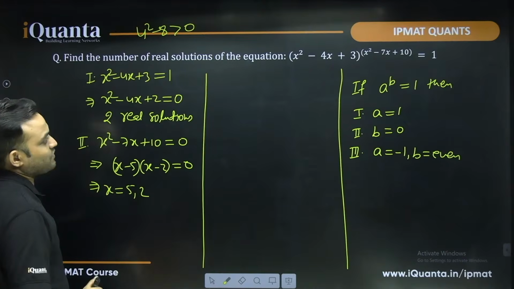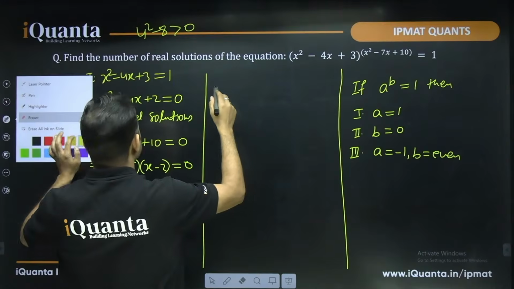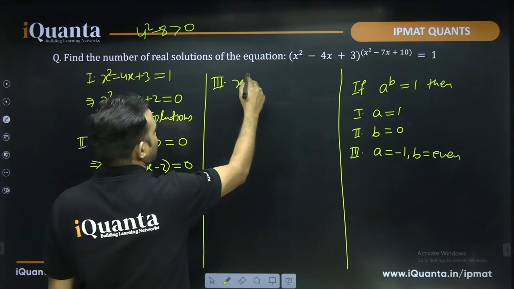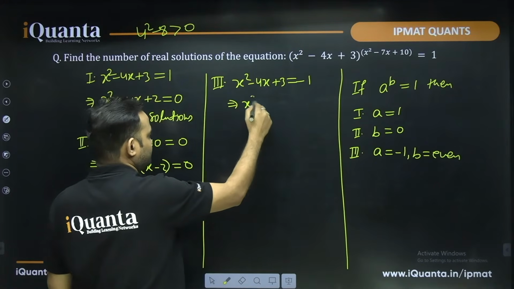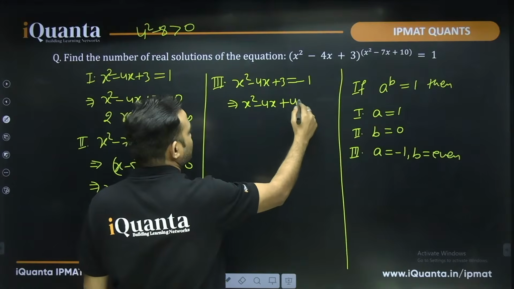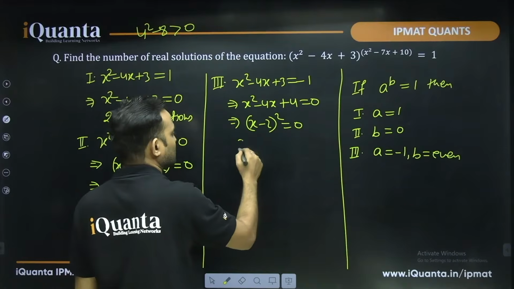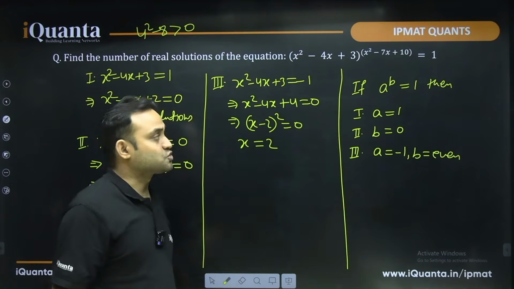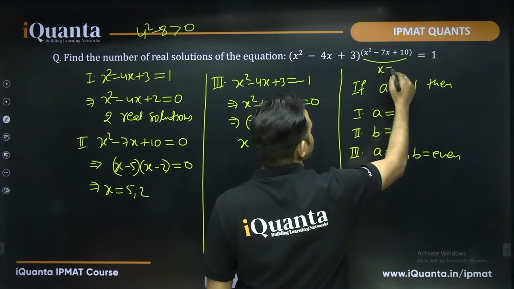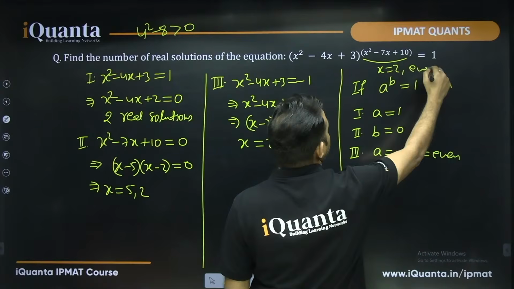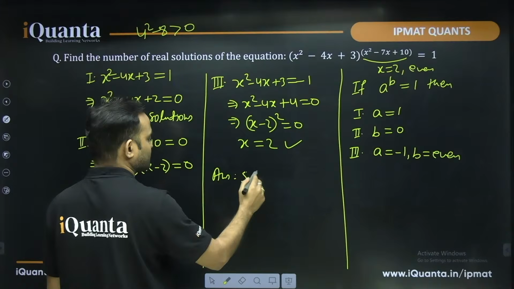यहाँ पे x is equal to 5 and 2, then we take the third case. x square minus 4x plus 3 is equal to minus 1, x square minus 4x plus 4 is equal to 0, (x minus 2) whole square is equal to 0. So we get only one value of x, which is 2. If you put 2 here, for x is equal to 2, this will be even, right? So it's okay.